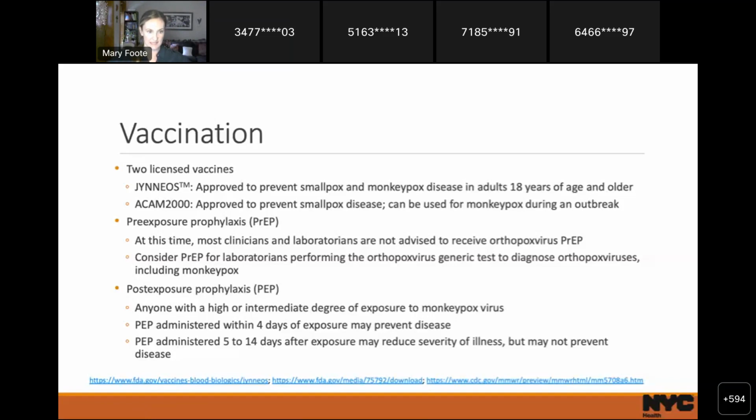Post-exposure prophylaxis is recommended for anyone with a high or intermediate degree of exposure to monkeypox virus. If it's given within 4 days of exposure, it can prevent disease. If it's given after 4 days, between 5 and 14 days, then it likely will not prevent disease, but it's thought that if you do develop disease, it would reduce the severity of illness.